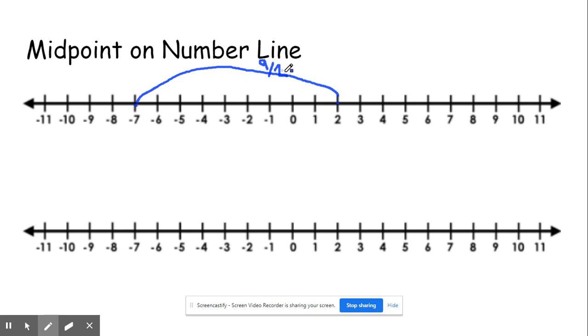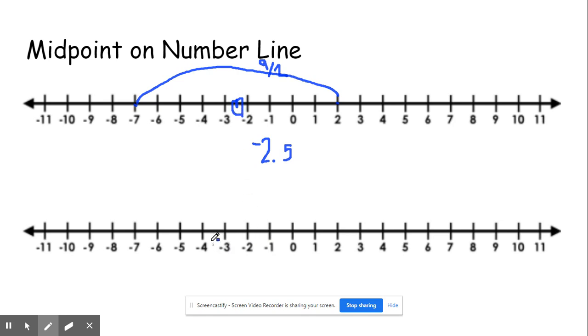So 9 divided by 2 is 4.5. So that's 1, 2, 3, 4.5. That means you could have counted from the other direction, and it still would have ended up right here, which is -2.5. And that is your midpoint for that line segment there.